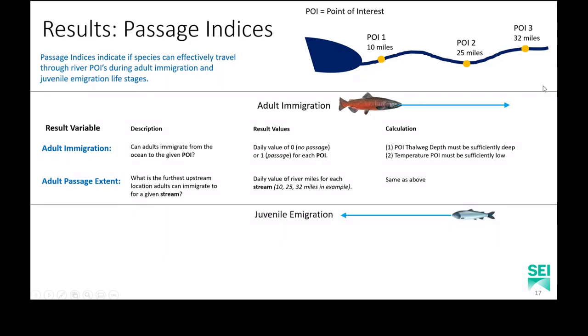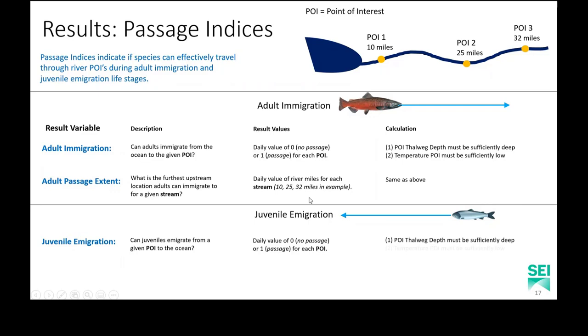So now for the life stage of emigration, when we're traveling out of the stream, the variables are very similar. The one called juvenile emigration asks, can juveniles emigrate from a POI to the ocean? And the value again is either 0 or 1. And it will look at, is it deep enough and is the temperature low enough given the thresholds? And the thresholds can also be different. These for immigration can be different for emigration. So juvenile emigration will ask, can POI 3 travel to the ocean? Can POI 2 and can POI 1 travel to the ocean? Giving yes, no for each of them.